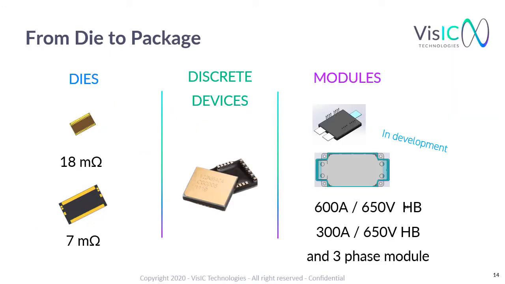VisIC is focused on lower RDS(on) high current products, with the 18 milliohm device available now and the 7 milliohm device to be released for sampling in the first quarter of 2021. As previously mentioned in the presentation, all VisIC package offerings are designed to maximize switching performance and current output capabilities. The company offers die and high-power discrete components and is working with selected customers on specialty modules with advanced features.